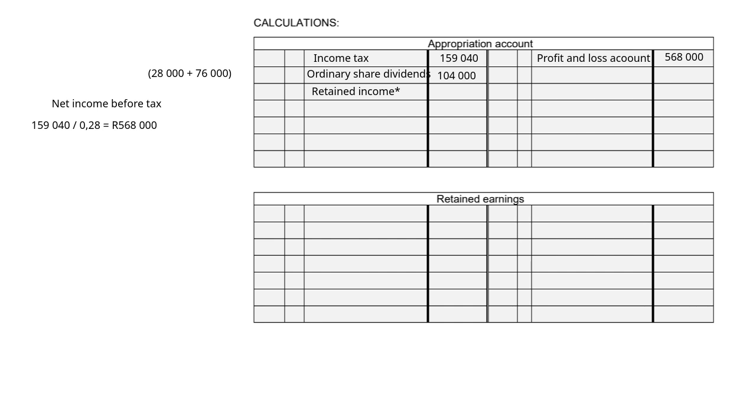So if we go back to the appropriation account, our credit side will be 568,000. We will close it off and balance it with our debit side as 568,000 as well. So to make our appropriation account balance, our retained income will be our balancing figure. So 568,000 minus 104,000 minus 159,040 gives us 304,960.